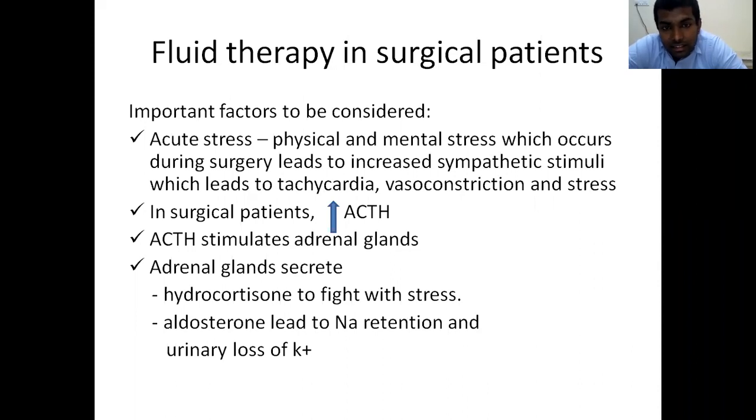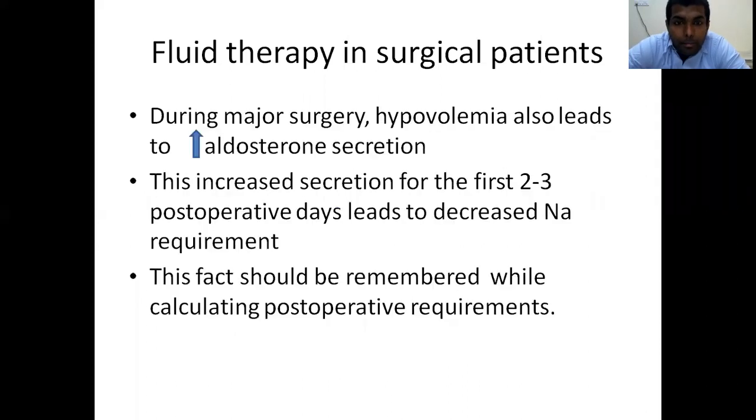There is physical and mental stress which occurs during surgery, leading to increased sympathetic stimuli, which causes increased heart rate, vasoconstriction, and stress again. In these patients, there is increased secretion of ACTH. This in turn stimulates your adrenal glands. Now, these stimulated adrenal glands secrete hydrocortisone to fight the stress, and aldosterone, which leads to sodium retention and urinary loss of potassium. During major surgery, hypovolemia also occurs, and this leads to increased aldosterone secretion.